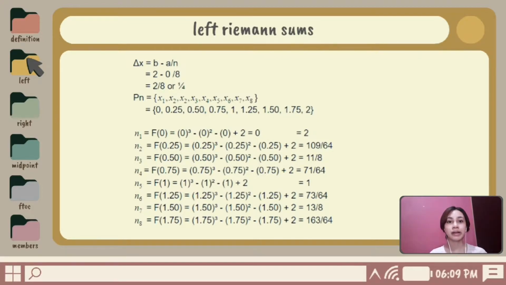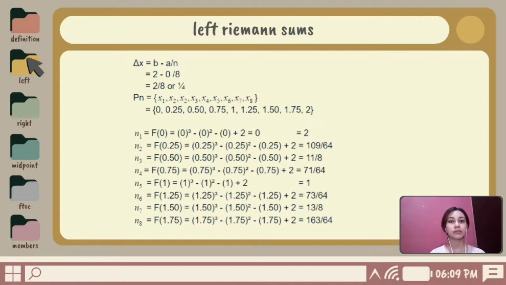Next, get the sum of the areas of the rectangles. N sub 1 is equal to f of 0 is equal to 0 raised to 3 minus 0 raised to 2 minus 0 plus 2 is equal to 2. N sub 2 is equal to f of 0.25 is equal to 0.25 raised to 3 minus 0.25 raised to 2 minus 0.25 plus 2 is equal to 109 over 64. N sub 3 is equal to f of 0.50 is equal to 0.50 raised to 3 minus 0.50 raised to 2 minus 0.50 plus 2 is equal to 11 over 8.